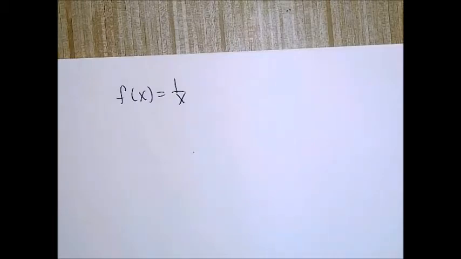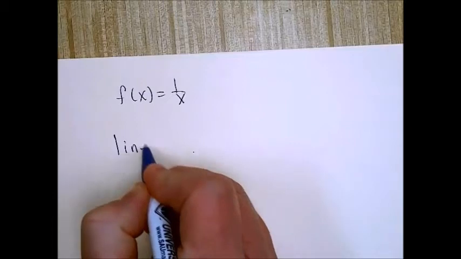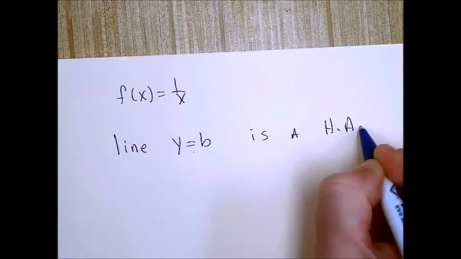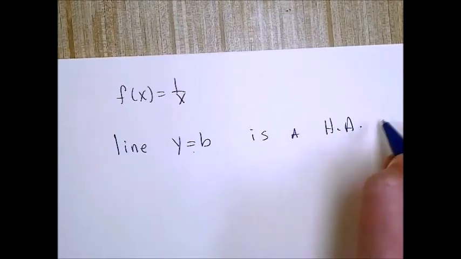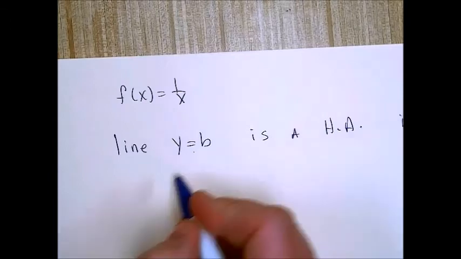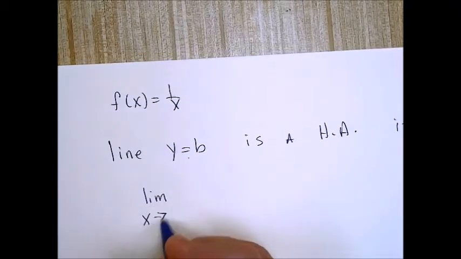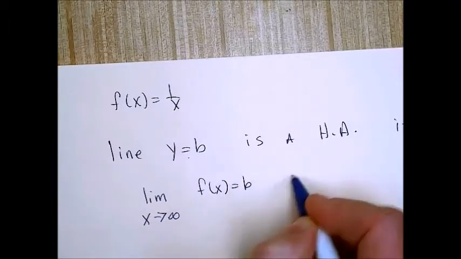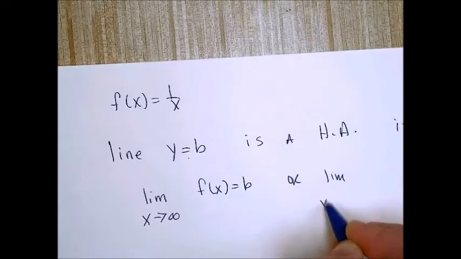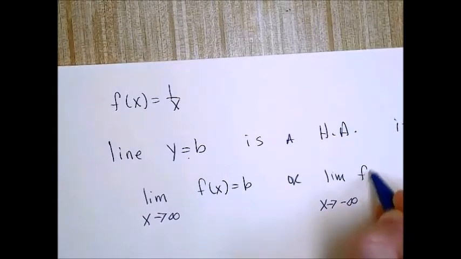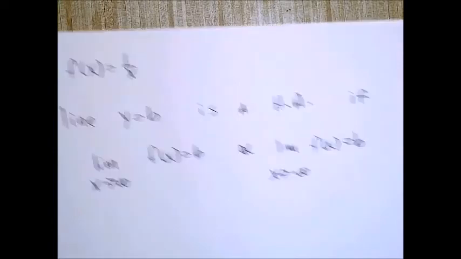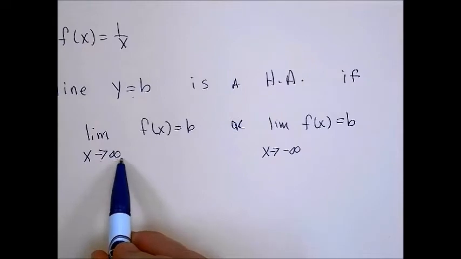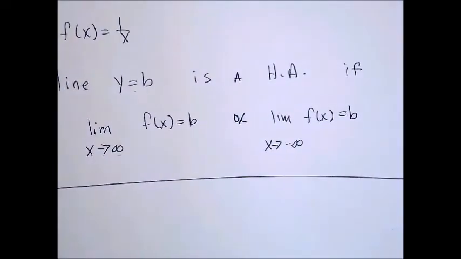A line y equals b is a horizontal asymptote if the limit as x approaches infinity of f of x equals b, or the limit as x approaches negative infinity of f of x is b. So b is my horizontal asymptote if it's the limit as x approaches infinity. Makes sense, doesn't it? Okay, here we go.